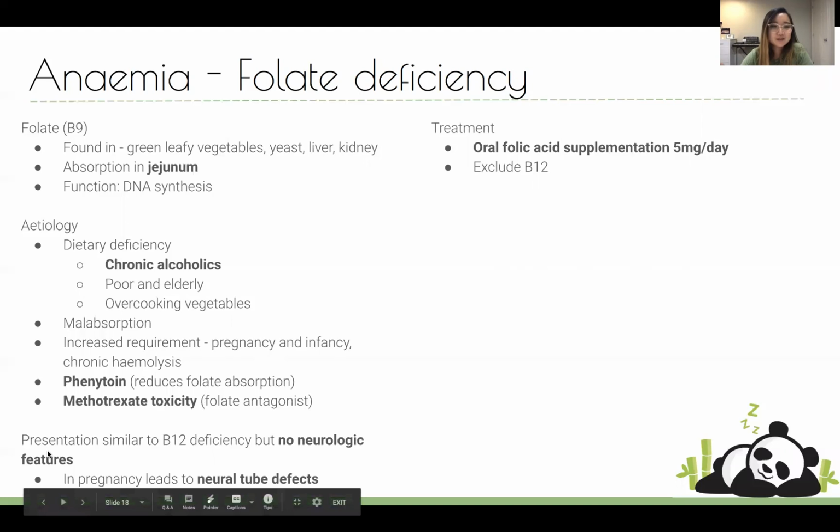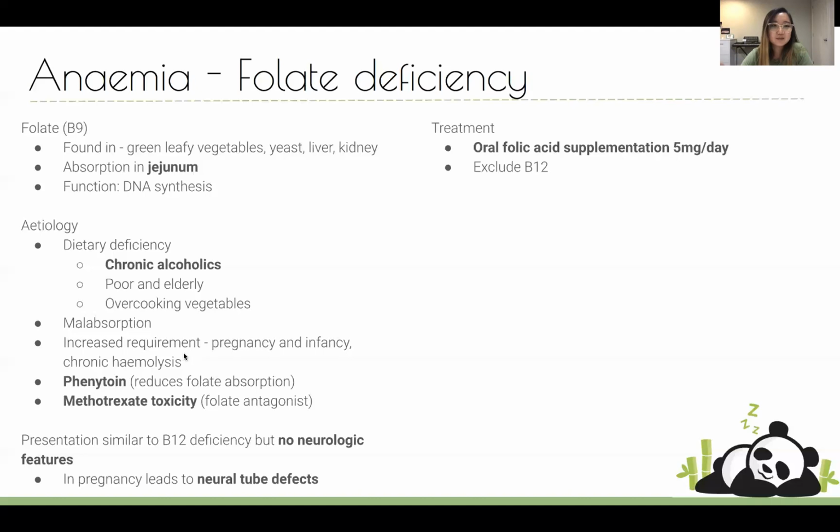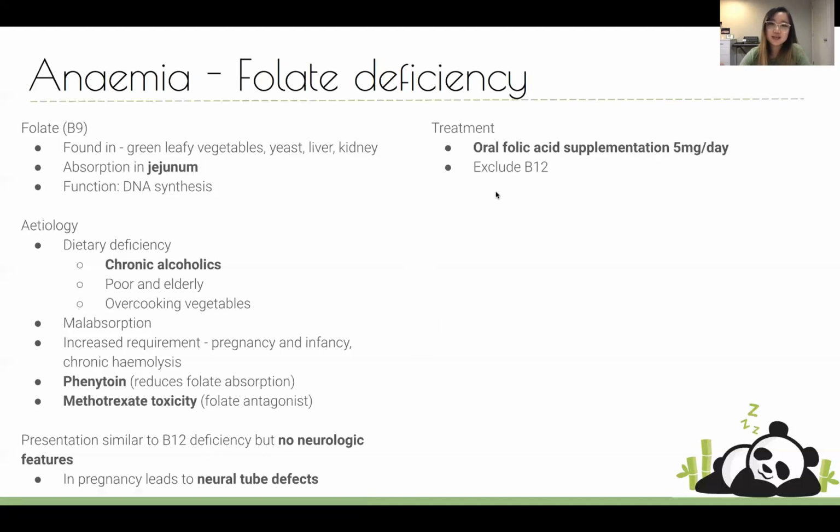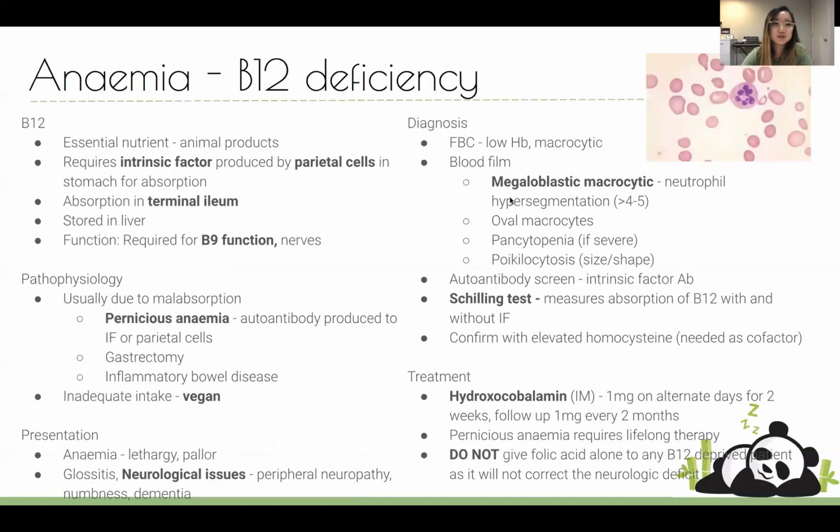Presents similar to B12, except you have no neurological features, and people get folate supplements in pregnancy because when you're deficient, it can lead to neural tube defects. Treatment, again, is supplementation. So you'll just have oral folic acid, 5 milligrams a day, and exclude B12 deficiency.